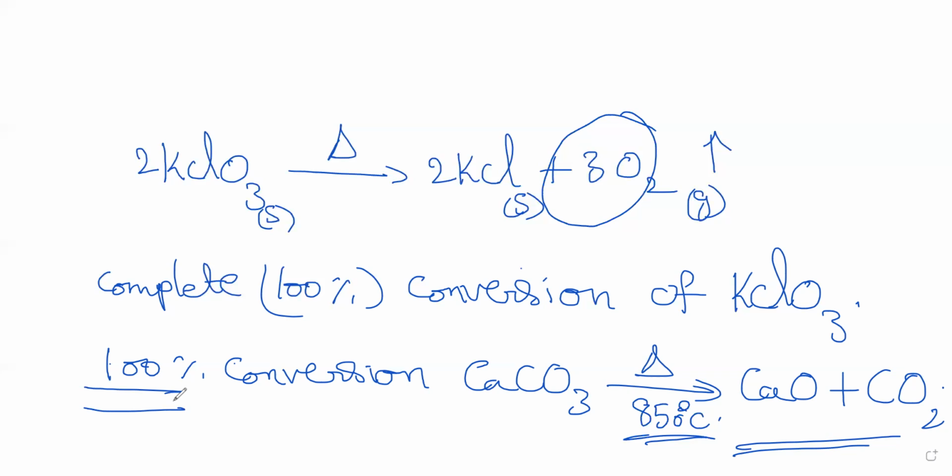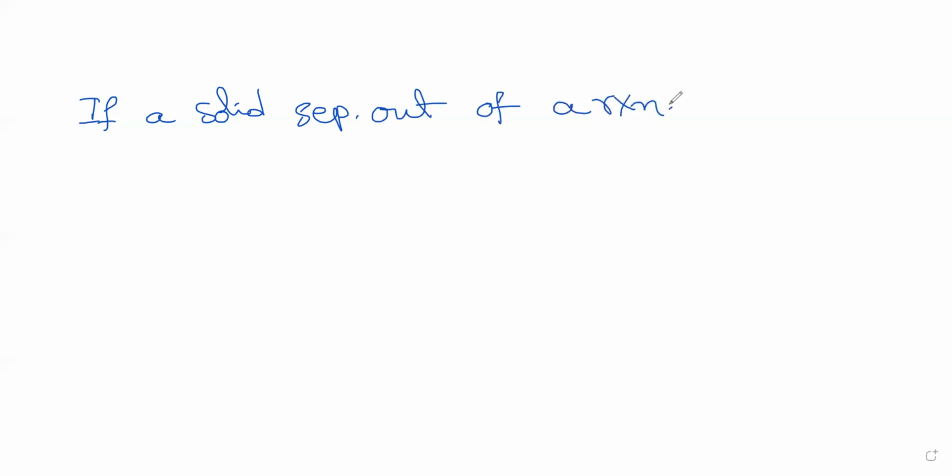Next one. Another type of reaction is where a solid separates out of a reaction. If a solid separates out of a reaction, in that case also you get an irreversible reaction.